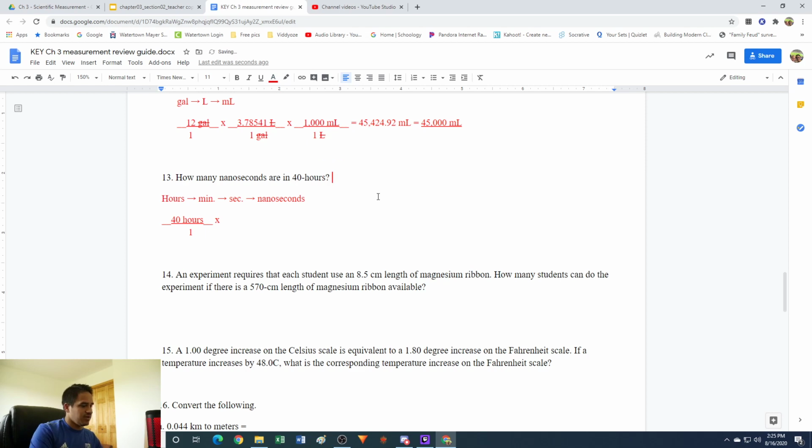Okay, so we have 60 minutes is equal to 1 hour. There's the first one. Then we have 60 seconds is equal to 1 minute. There's the second one. Then we have a billion, and I'm going to do it in scientific notation just to save myself some space. So 1 times 10 to the 9th nanoseconds is equal to 1 second.